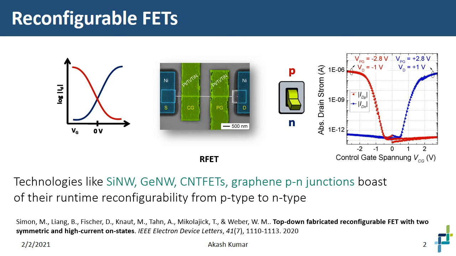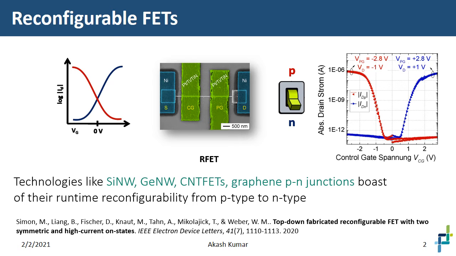which shows a very thin wire over here, and it shows that you actually have two kinds of gates, a control gate and a program gate. Depending on the potential applied at the program gate and control gate, you can essentially control the P and N properties of this particular transistor. And it has also been observed in experiments.